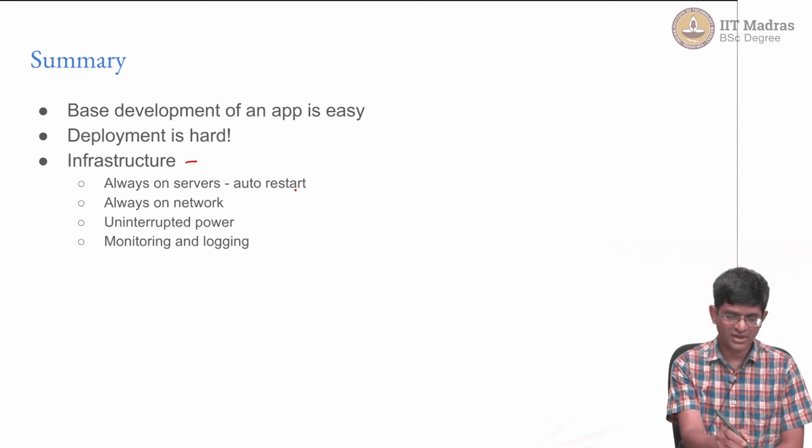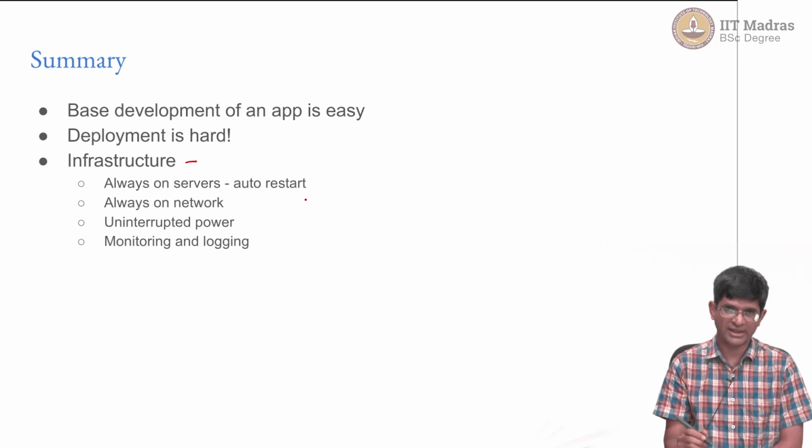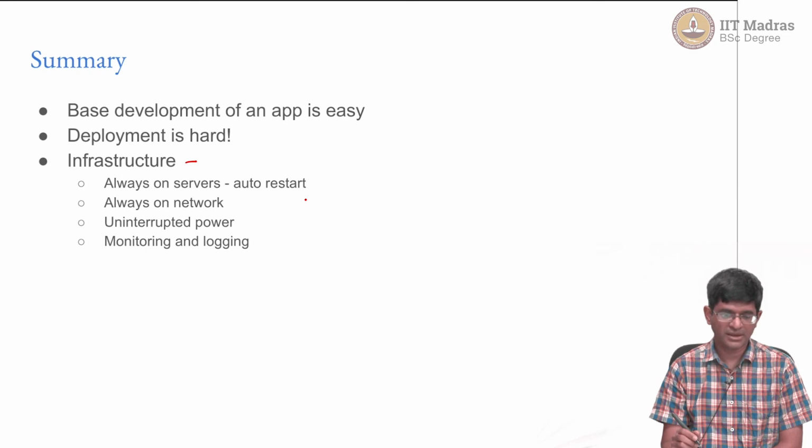You need always-on servers, especially ones that will automatically restart in case there is a crash in the system. Whether the crash is because of a software bug or because of a power outage doesn't matter; the server should ensure that it restarts. The network should be always on and high bandwidth. There should be uninterrupted power. There should be monitoring to see that everything is okay and there are no problems, and also logging of all the events. The events could be related to your app, or related to the machine.